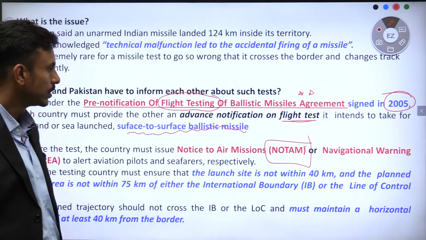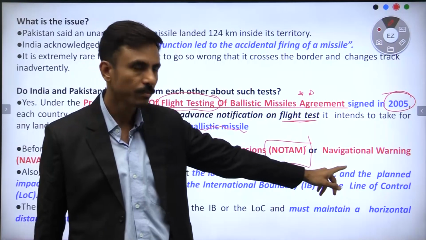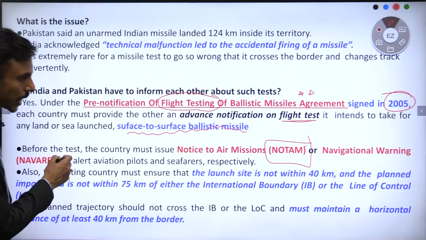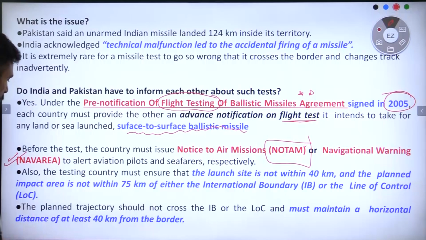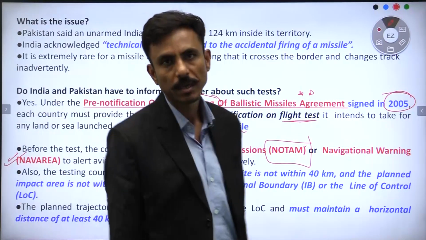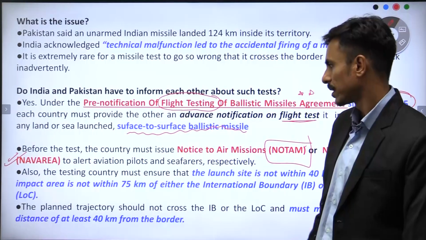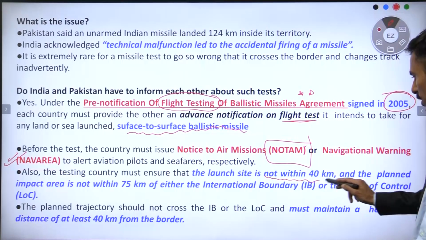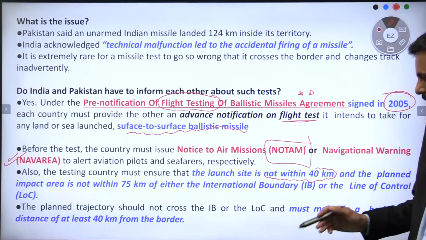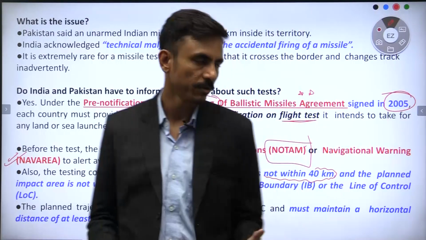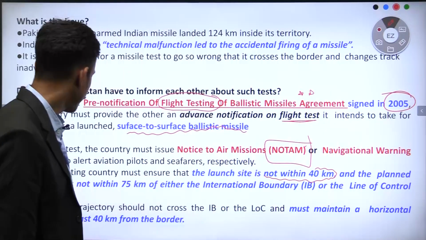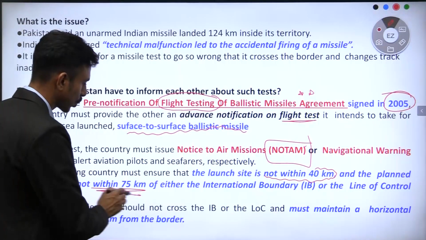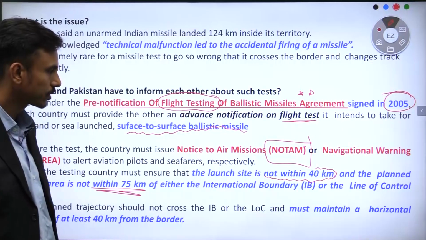In our case, Pakistan. Similarly, if any missile is to be launched from a naval warship, it has to be informed to the other country under the navigational warning system or NAVARIA to alert the aviation pilots and the seafarers, right? Guys, as far as this agreement is concerned, the launch site should not be within 40 kilometers from the international boundary, and the planned impact area, where the missile is going to explode, should not be within 75 kilometers of either the international boundary or the line of control, right?